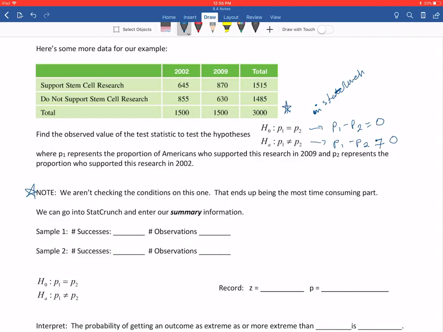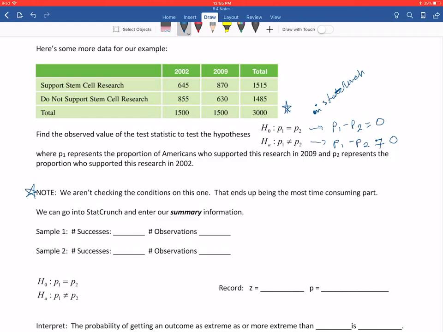Okay, so also a special note here, we are not going to check the conditions on this one. That is actually the most time-consuming part, and we're going to check the conditions on the next question. But for this one, we're going to skip that part, and we're going to go straight to the calculations. You could go back and check them. They will verify. This is a legal test that we can run here.